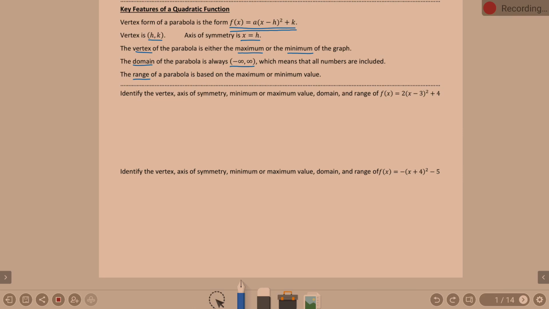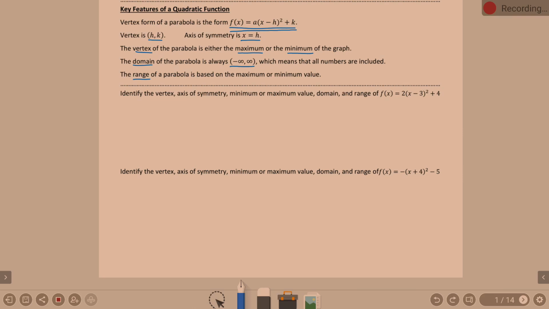Domain. I didn't talk about this yesterday. Domain is back, but good news. It's domain about parabolas. What do we know? How far left and right does a parabola go? Infinite, right? Because as it goes up or down, it's getting wider. So domain is always negative infinity to positive infinity. And then range will be based on the max and min. So we'll work on range.